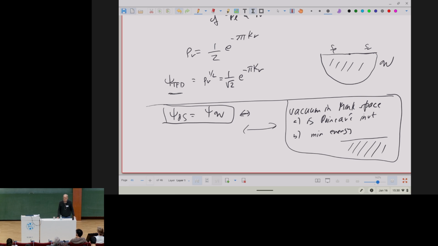Any questions? More questions? Yes? Could you compare, maybe again, the expressions for the entropy in de Sitter space and black hole? I mean, naively, they look similar. However, the systems are, of course, very different.